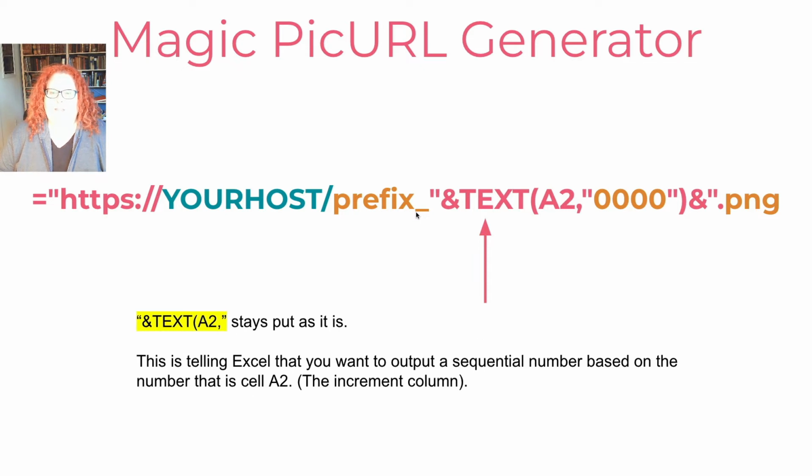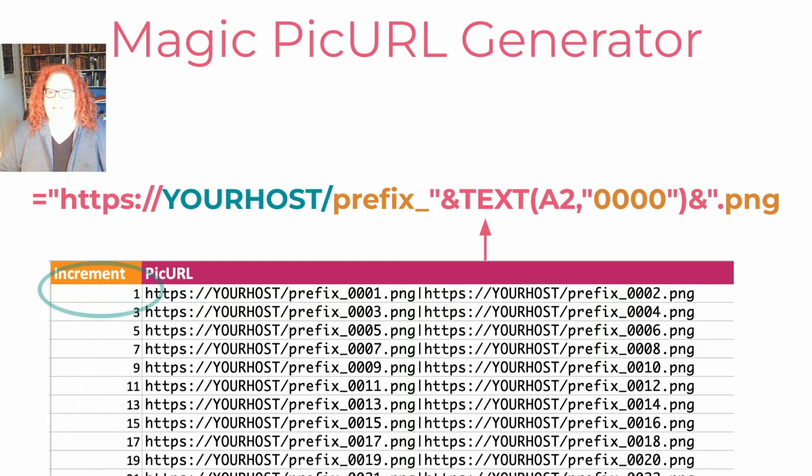Next, this part in pink stays put as it is. So we have a quote, and that's actually an internal quote inside this set of quotes, but that doesn't really matter. And then we're just saying that Excel needs to look at cell A2 and grab the number from there, which in the case of the first line of the document as I presented it to you would be 1.